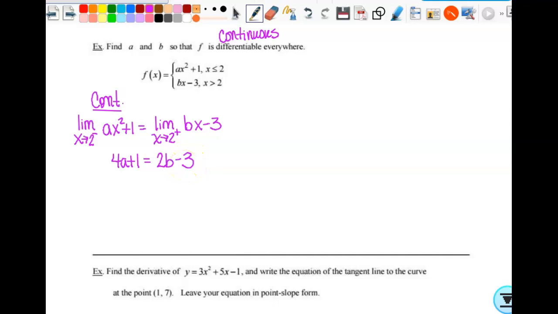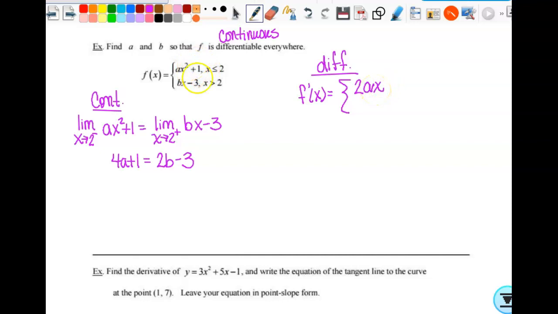Okay. So I have 2 variables, which means I need 2 equations. So I need something else, right? So I can look at my differentiability. In order for it to be differentiable, I have to find f prime, right? And so f prime of x is equal to, so I'm taking the derivative of this. This is going to be 2 times ax to the first. So I get 2ax.